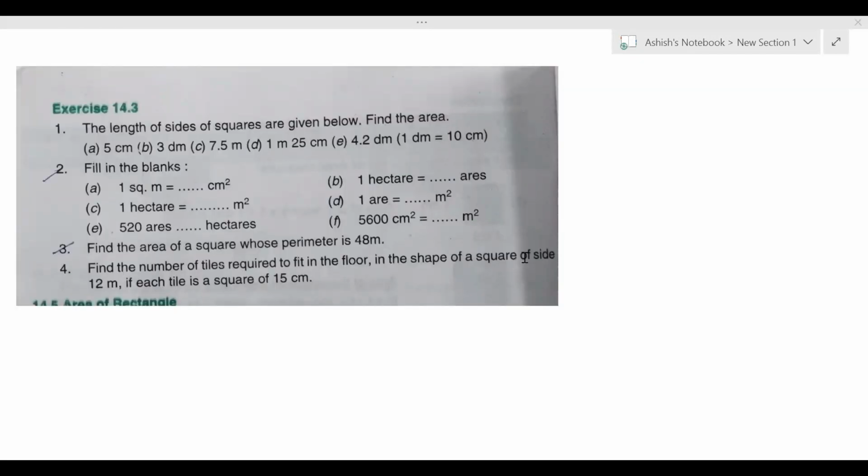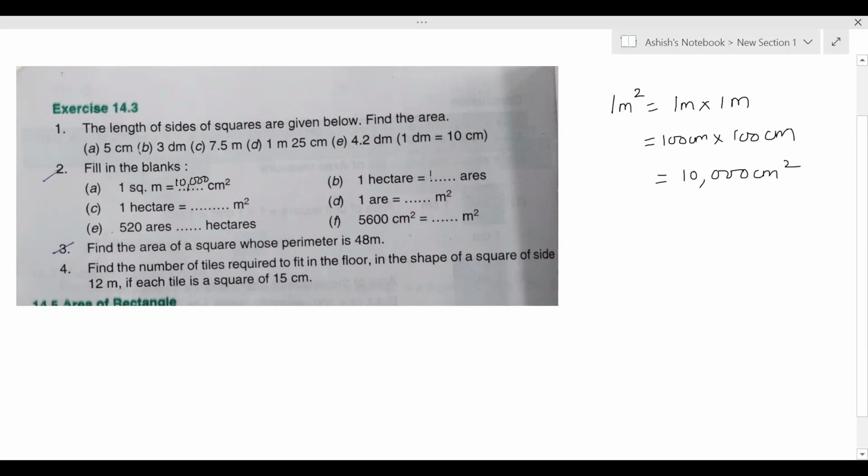Now question number 2, we are having fill in the blanks. 1 meter square equals to how many centimeters square? For this, we know that 1 meter square can be written as 1 meter into 1 meter. That is 100 centimeter into 100 centimeter. So that will become 10,000 centimeters square. So here we can write down it is 10,000 centimeters square.